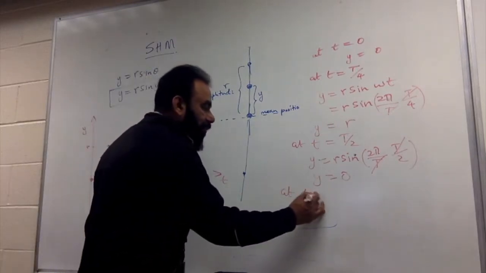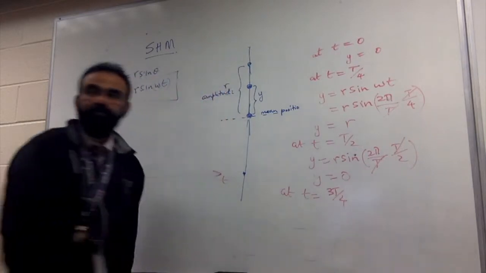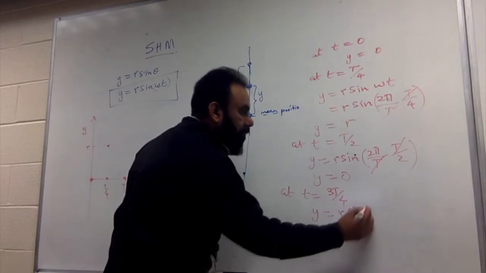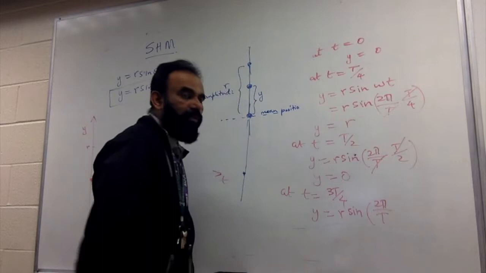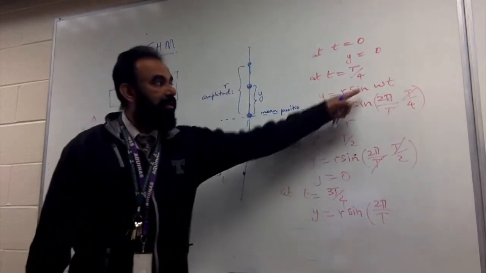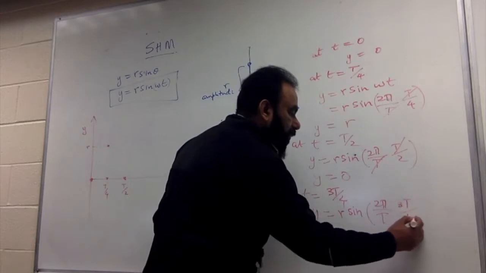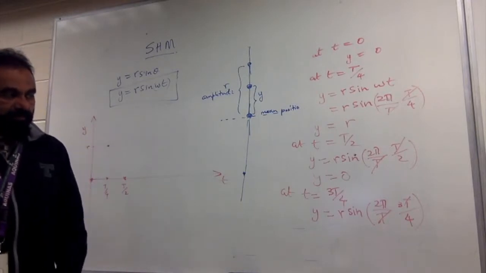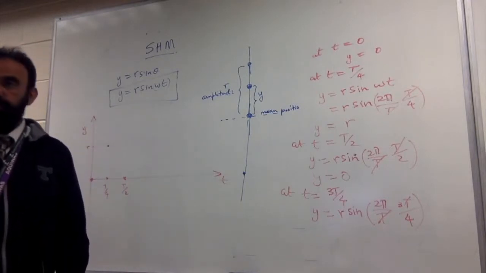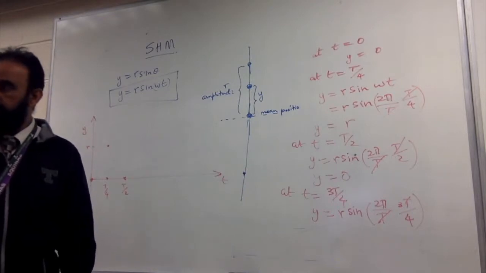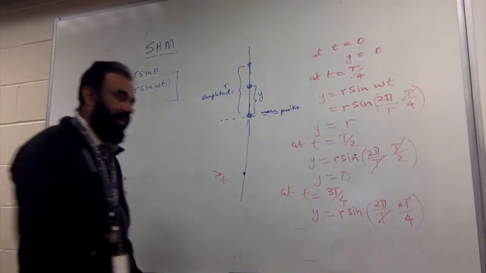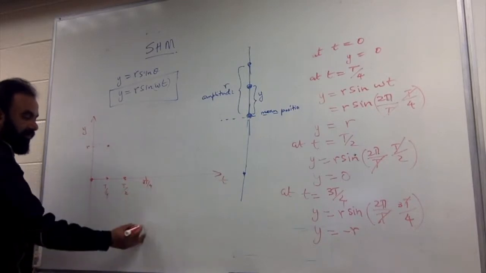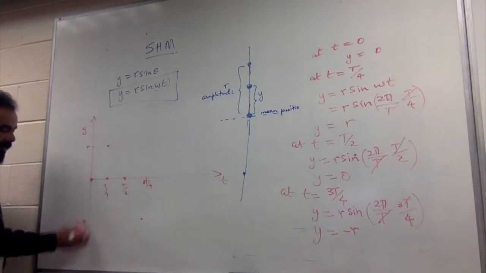At time t is equal to 3t over 4, y is going to be equal to r sine 2 pi over capital T. You know why I'm writing 2 pi over capital T? Because that's the same as omega times 3t over 4. Cancel the T's, so you have 6 pi over 4, which is the same as 3 pi over 2, which is like 270 degrees, right? So what is it? -1. So you get y equals -r. So at time 3t over 4 it is going to be here at -r.